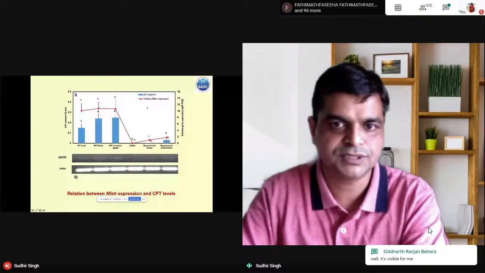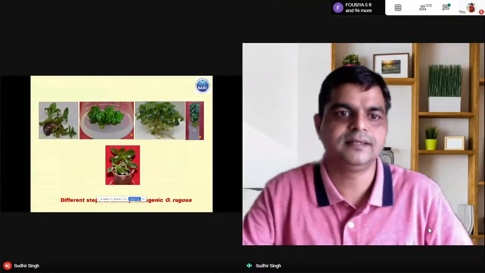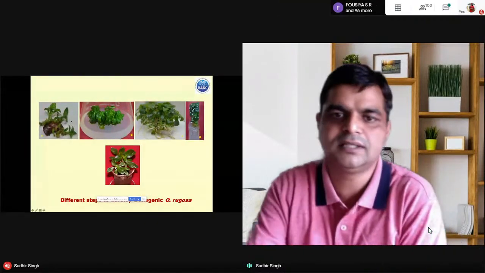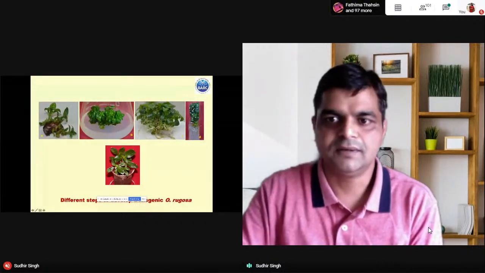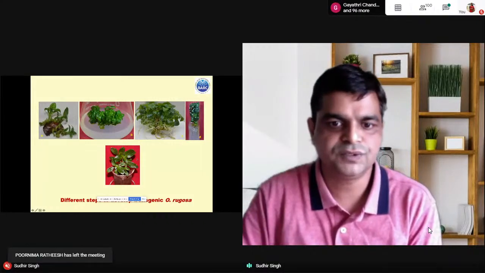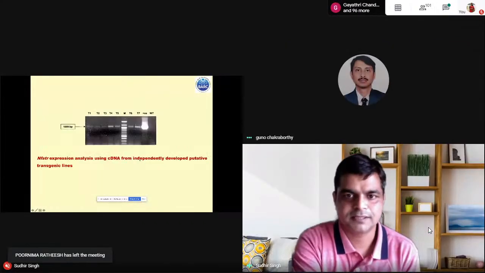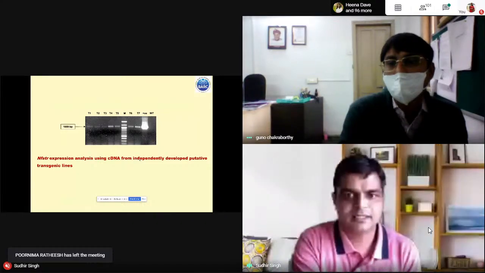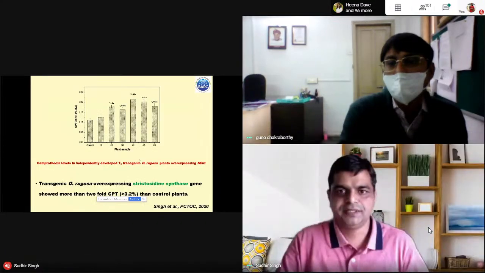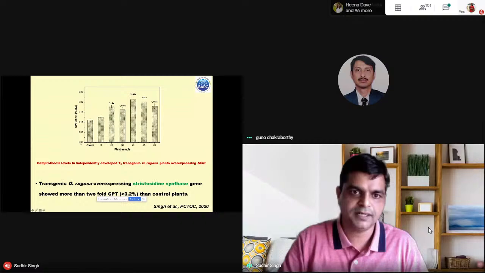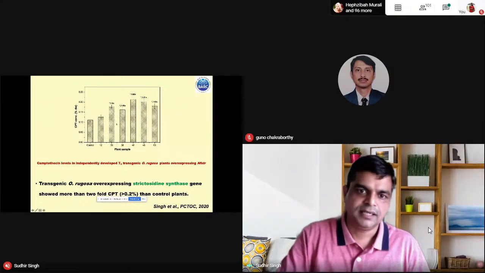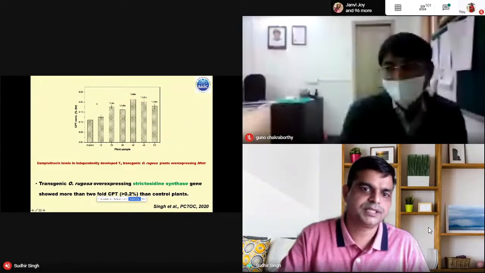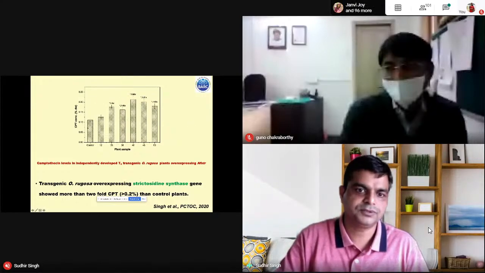So with this hypothesis, we tried to overexpress that in our Ophiorrhiza, and that's how generally any transformation is done. You select the explant, do the transformation, develop the transgenic plant, and look for the camptothecin level in the final product. After PCR confirmation and Southern hybridization, we analyzed the camptothecin in these plants, and the best 5 lines we analyzed have shown significantly improved levels of camptothecin compared to the control non-transgenic plants.